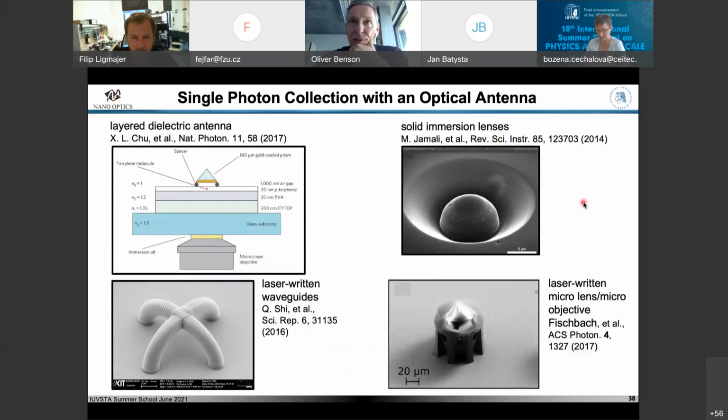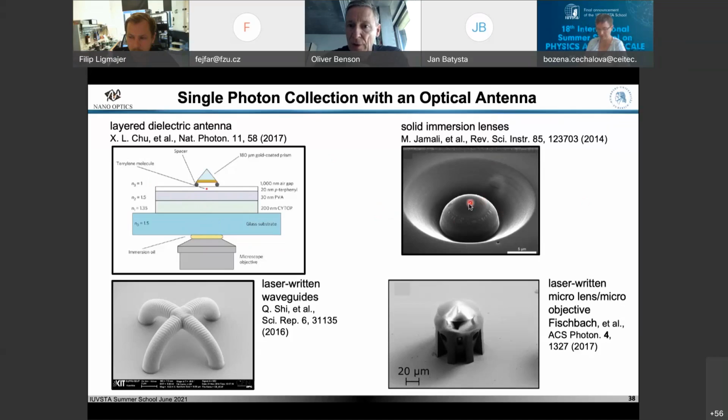Yeah, now the task is, I mentioned this, in order to make this repeater work, you have to collect maybe all these photons with very high probability, like 90% or more. So you need to have structures that collect light from these solid state emitters. And there are different ways to do this. You can either embed them in layered structures, here different layers, and you can try to direct all of the emission in one direction.